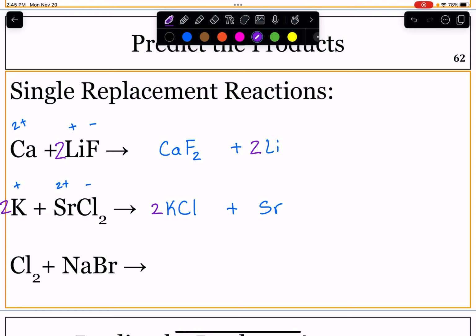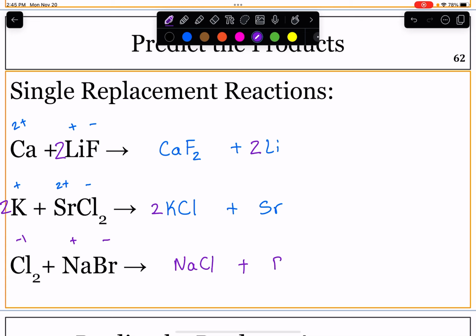Chlorine makes a -1 charge when it makes an ionic compound, sodium a +1, and bromine a -1. Therefore, we can see that sodium and chlorine will form a compound. Sodium is a +1, chlorine is a -1, so we just need one of each in order to make a neutral compound. Don't worry about the fact that we originally have 2 chlorines. We'll take care of that when we balance the chemical reaction at the end. First, we need to create our correct subscripts.